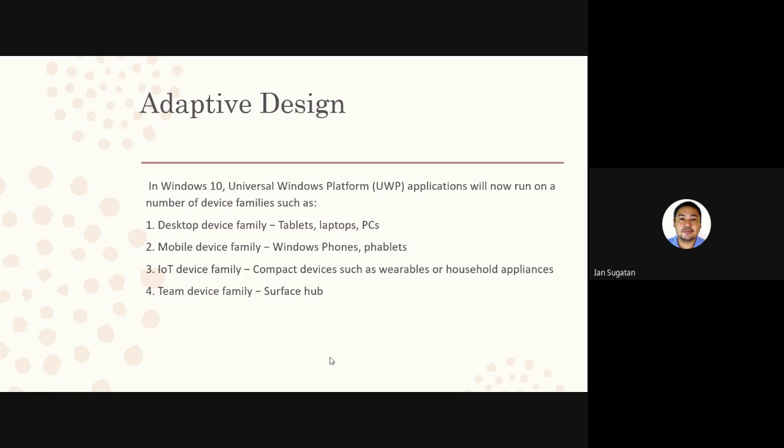So we have four device families, namely number one, the desktop device family, wherein tablets, laptops, and personal computers belong. Number two, the mobile device family. These are the Windows phones, phablets, Android devices. Number three, the IoT device family, which is composed of compact devices such as wearables or household appliances.